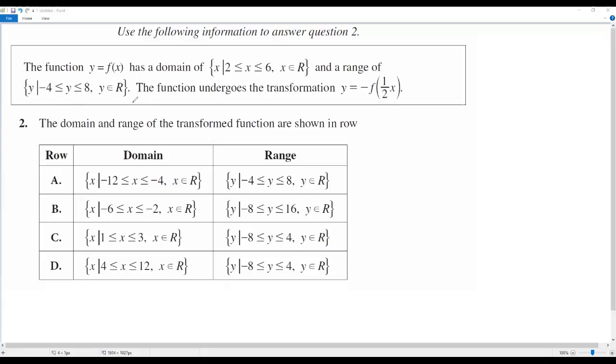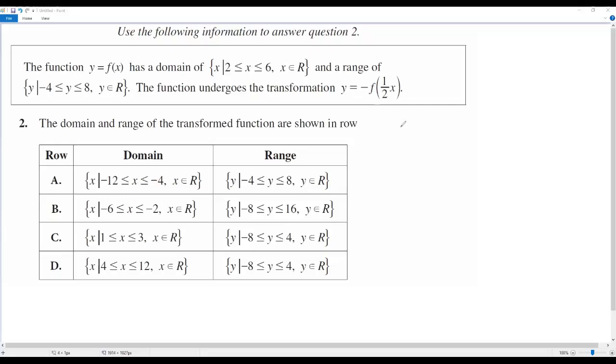The function undergoes a transformation y equals negative f of 1/2 times x. So here we have the question: we have to find the domain and range of the transformed function. This is the domain and this is the range for the basic function y equals f of x. We have to find the domain and range for the transformed function.